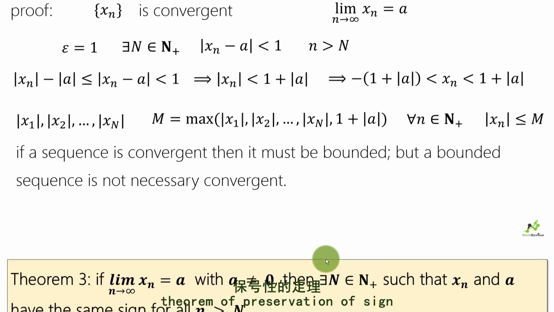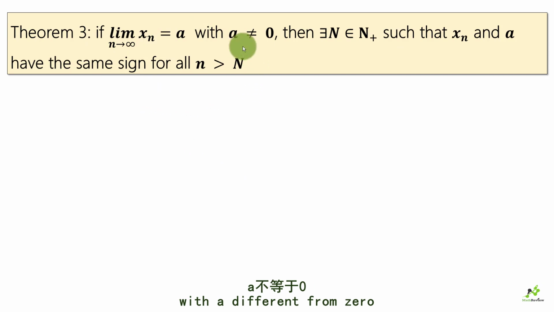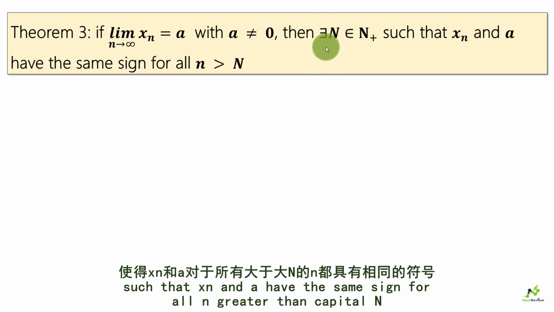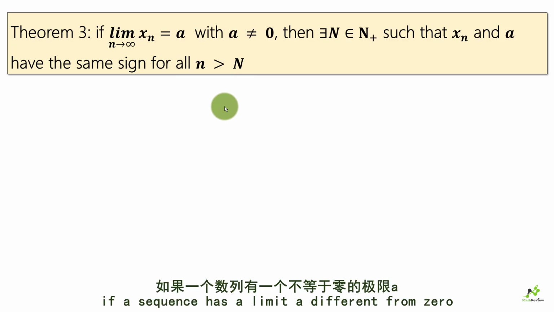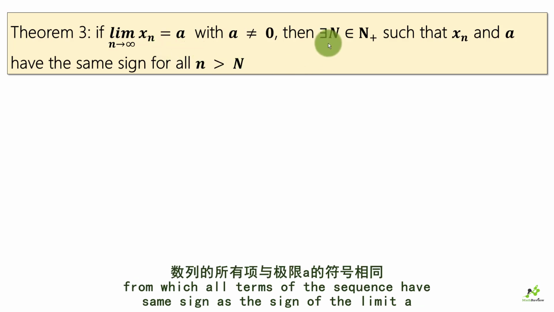Theorem of preservation of sign. If limit of xn equals a when n tends to infinity, with a different from 0, then there exists a positive integer N such that xn and a have the same sign for all n greater than N. This means if a sequence has a limit a different from 0, then there must exist an index N from which all terms of the sequence have the same sign as the sign of the limit a.